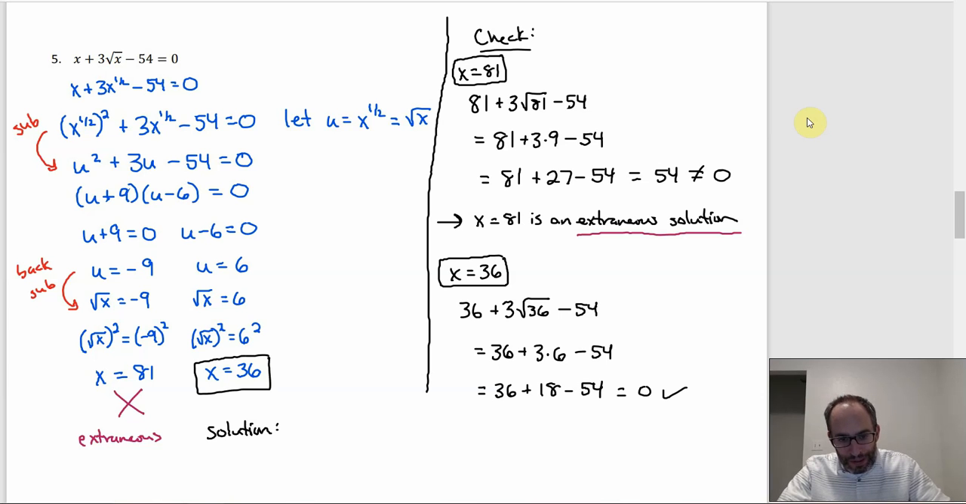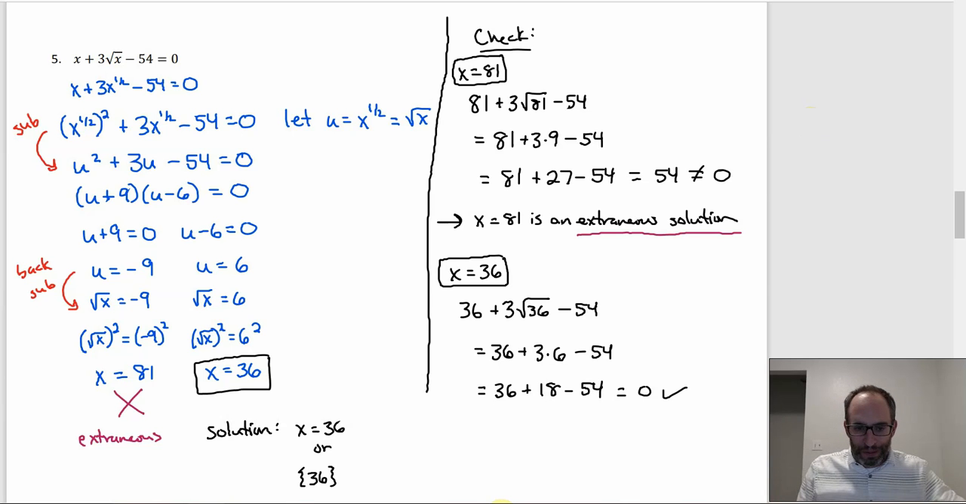The solution is just x equals 36. Or if you want it in set notation, it would be the set consisting of only 36. Okay, so first of all, why does the 81 mess up? Because it's not really like a magical thing. The reason that the 81 messes up, it's actually back here.